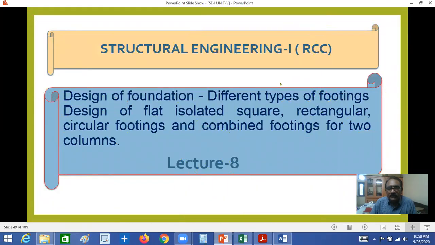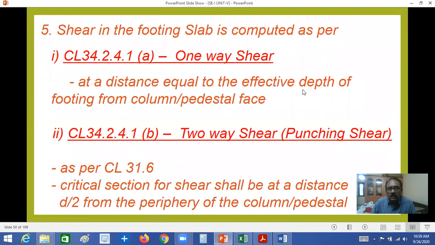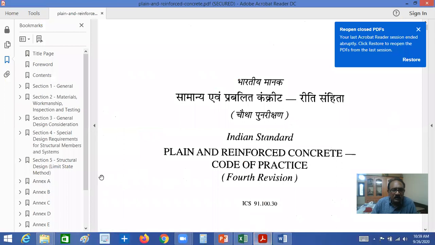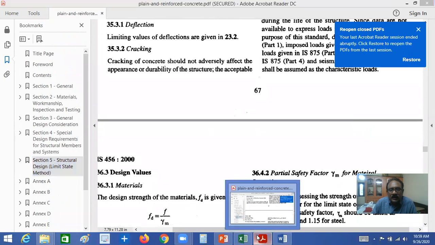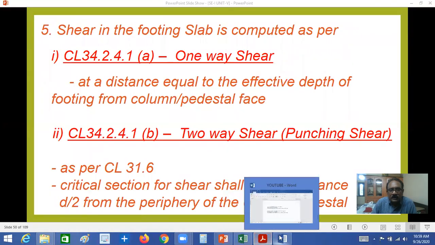In Unit 5, I explained different types of footings, foundations, how to calculate foundation depth, and wall footings, design of wall footings. And in a previous video, I explained about bending moment in isolated footings, how to design isolated footings by using IS 456:2000. Here, this is the footing, how to design, that is given here in Clause 34.